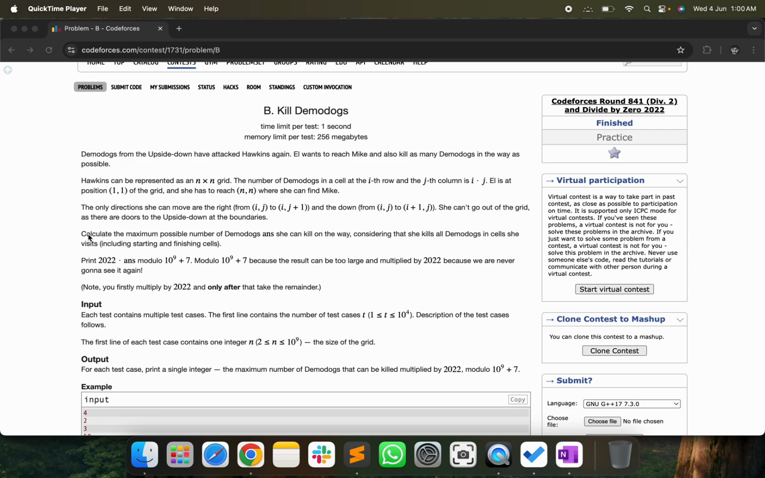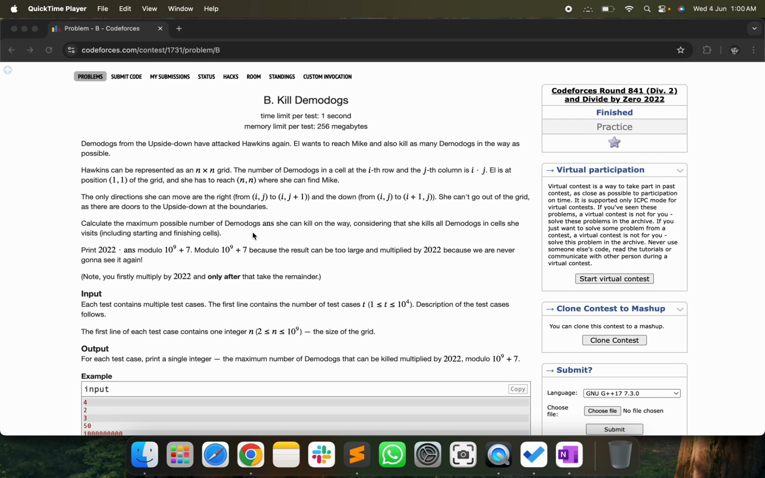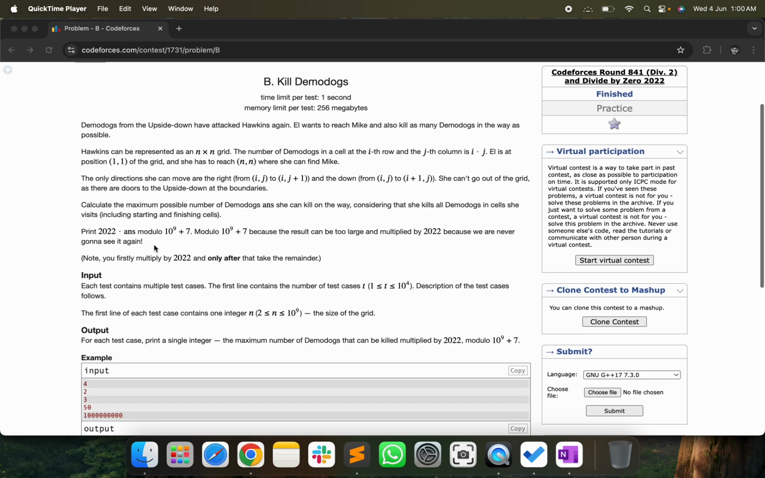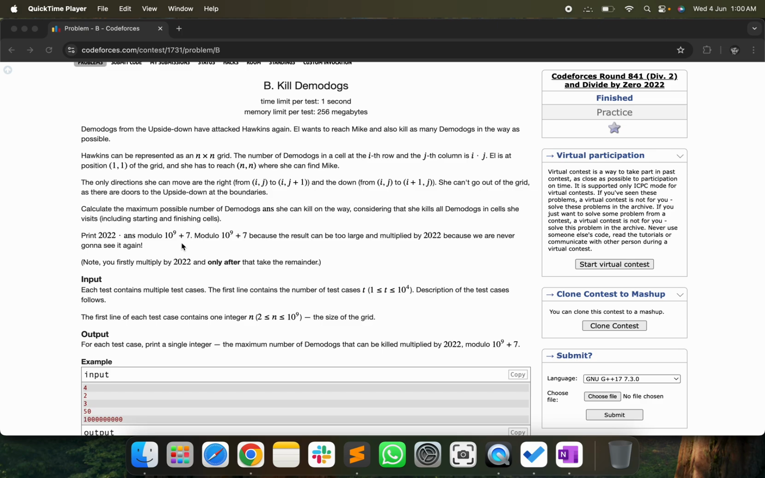The number of Demodogs she is killing is called the answer here, considering that she kills all the Demodogs in each cell she visits. So she visits a cell and kills the number of Demodogs in it, and we have to multiply our answer by 2022. I guess this is one of those 2022 questions. And we have to take the modulo with 10 raised to power 9 plus 7.